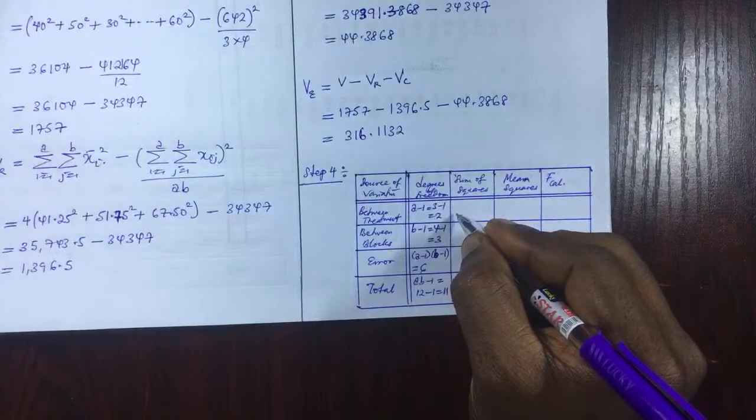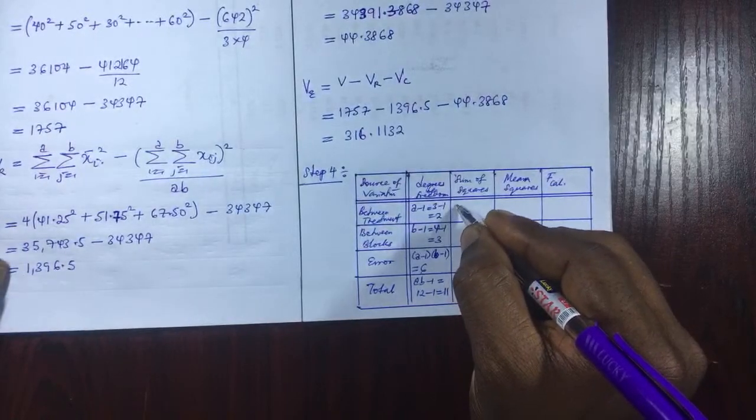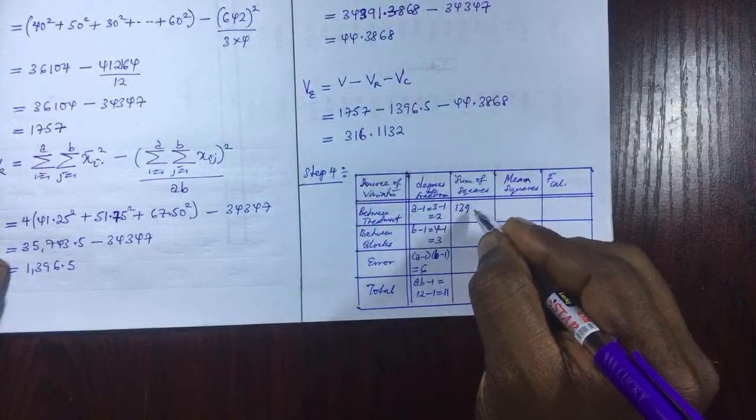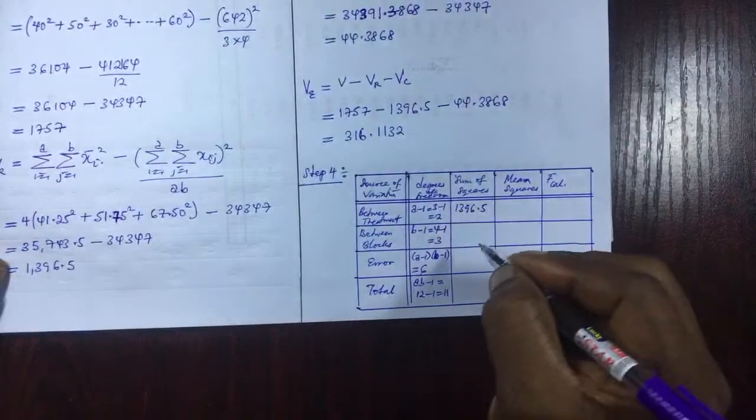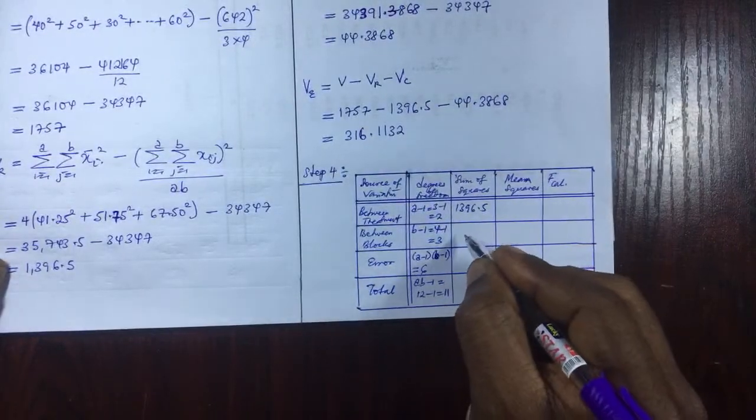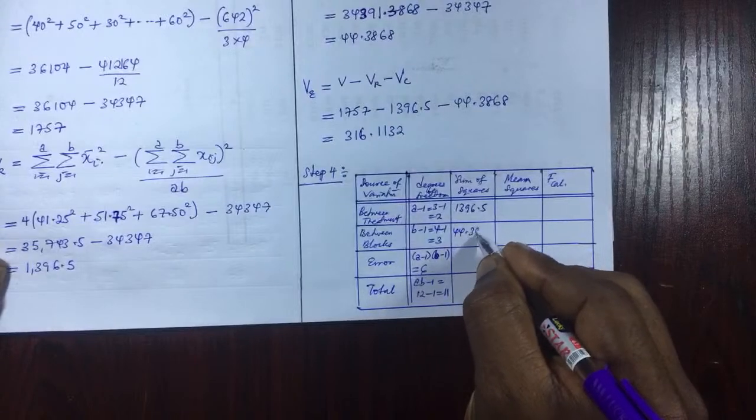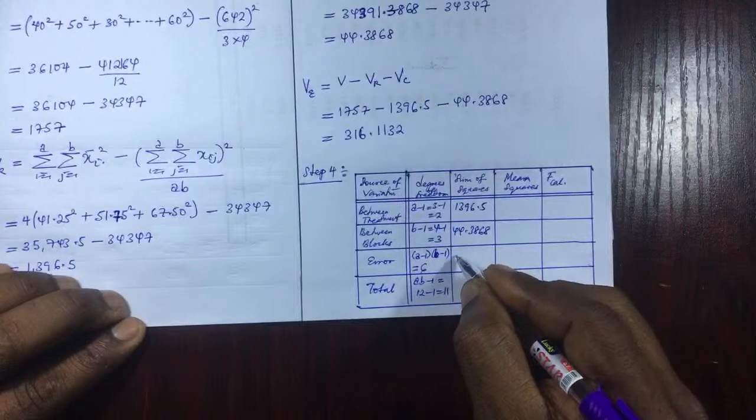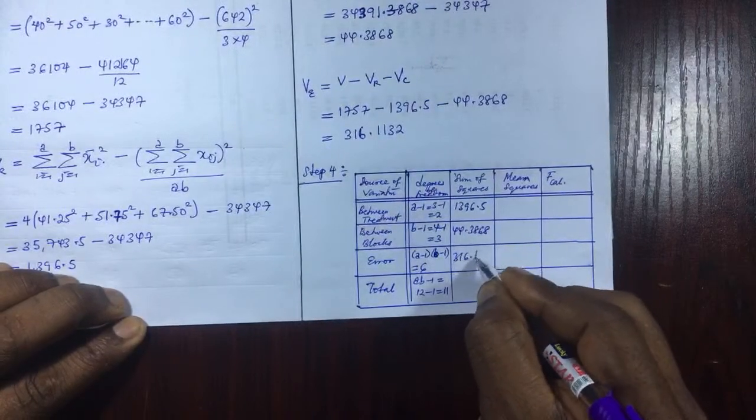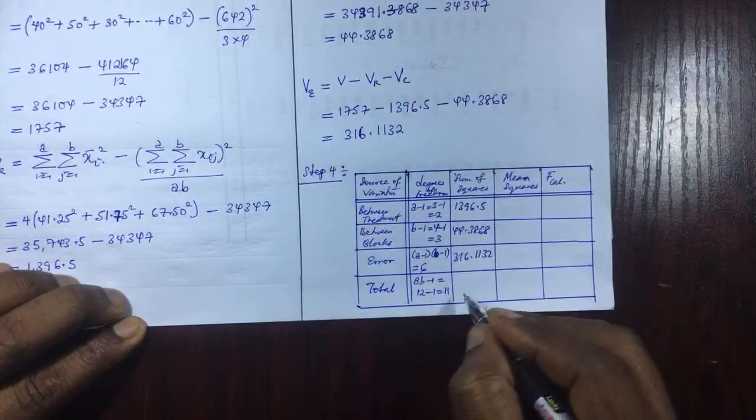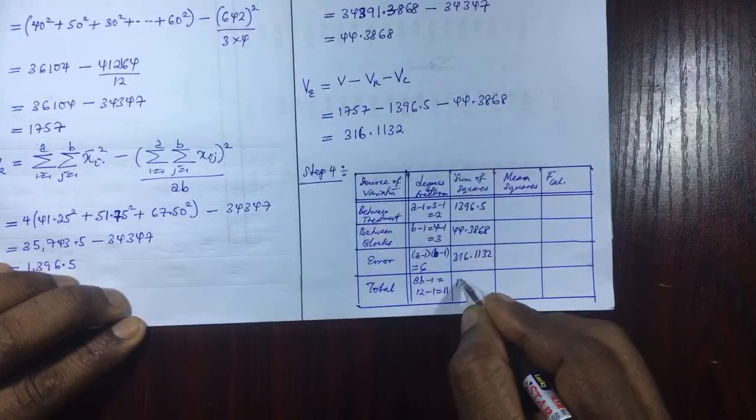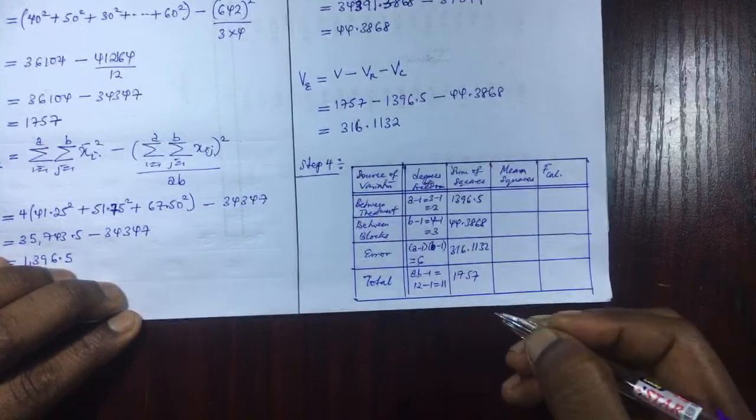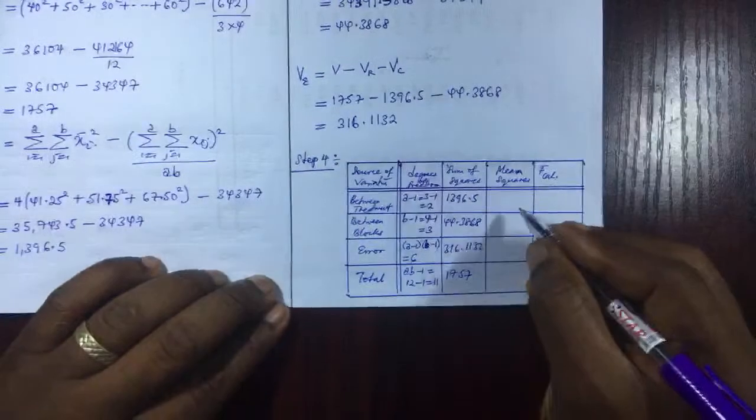For between treatment, that is our VR, we got it to be 1396.5. For between blocks, we got it to be 44.3868. For error, we had it to be 316.1132. And for total, we had it to be 1757. So I'll just quickly write that out. Then come over to mean squares.